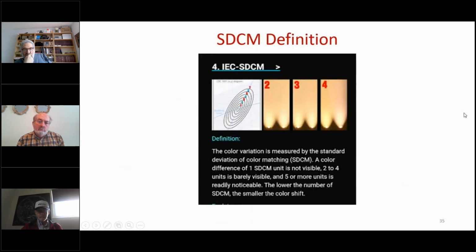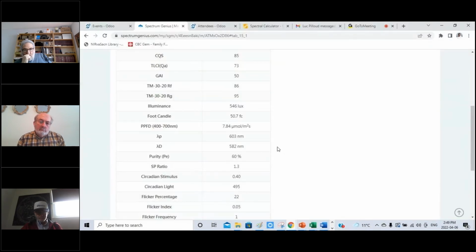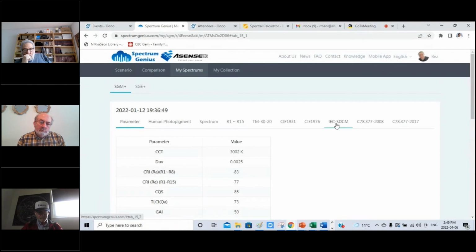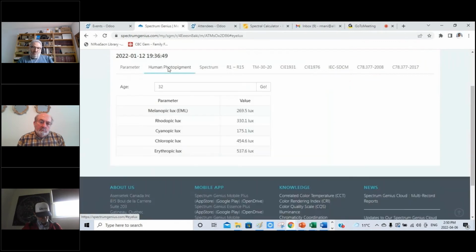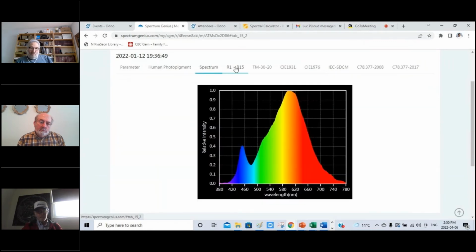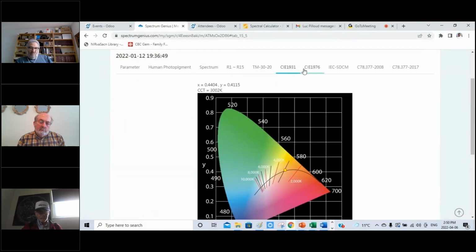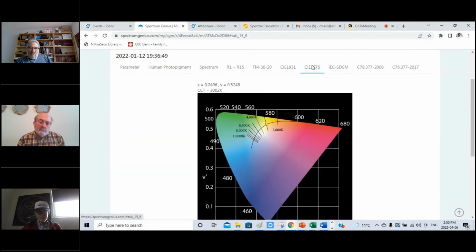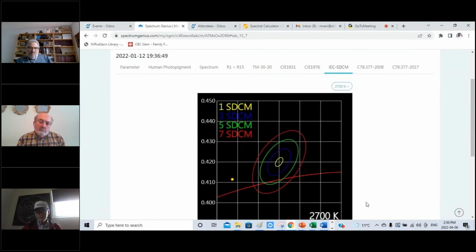And now we go to Sdcm. What is Sdcm? Let me show you again here, Sdcm, what we are talking about. This is the Sdcm plots. Okay, so we already talked about most of the parameters: human photopigment, spectrum, R1 to R15, TM30, 1931, 1976 is similar to this. I'm not going into it. Now we are getting to Sdcm. So that stands for standard deviation of color matching.